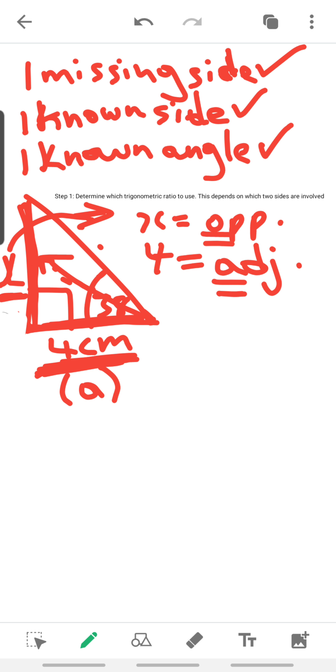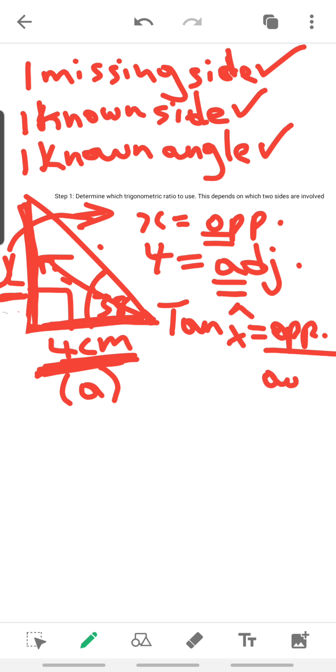So which trigonometric ratio involves our opposite and adjacent? If we remember SOHCAHTOA, we remember that tan angle x is equal to opposite over adjacent. So right away we know that this is our ratio involved. We're going to use our tan ratio for this question. Now that we know that, all we have to do is substitute.